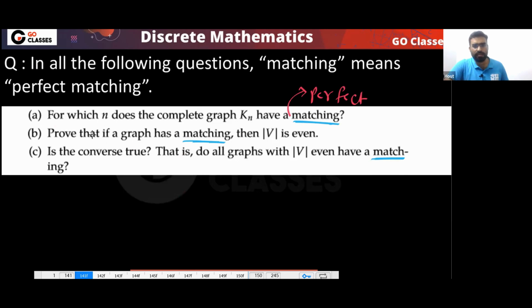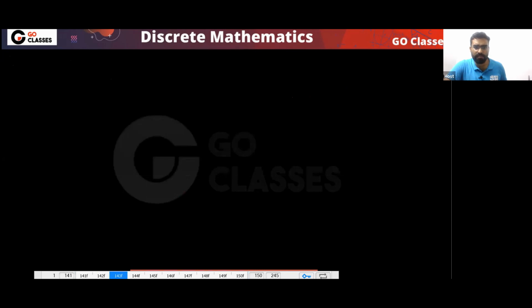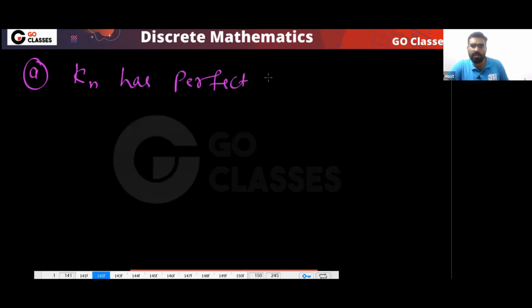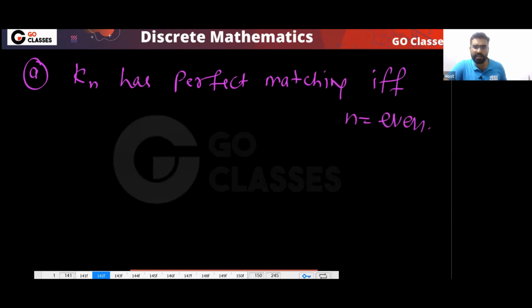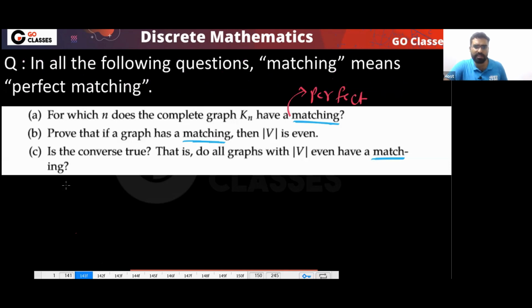Anyway, tell me, for which n will the complete graph have a perfect matching? For which value of n? So you can notice that Kn has a perfect matching. When will this have a perfect matching? If and only if n is even. Very simple. If your n is even, then it will have a perfect matching, if and only if n is even.